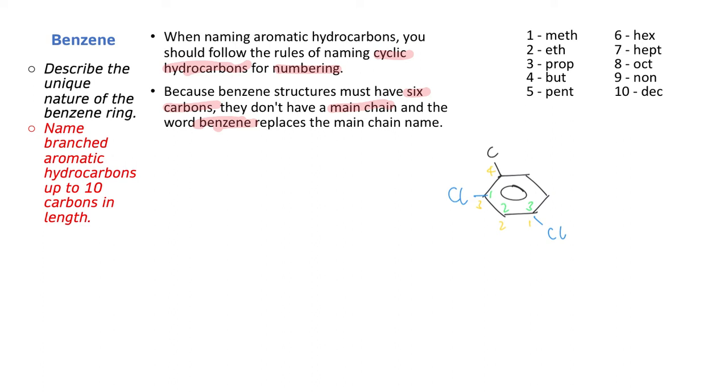All right, why can't you number it 1 over here, 2, 3, 4? And then you get a 1, 2, and 4, compared to having a 1, 3, 4, because the 1, 2, 4 is a lower combination than the 1, 3, 4. You should be numbering it so that the other bits and pieces get the lowest number, right? The halides get the lowest number. All right, so that's the idea there. So this would be what? 1,3-dichloro-4-methylbenzene.